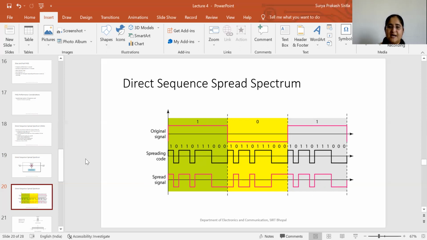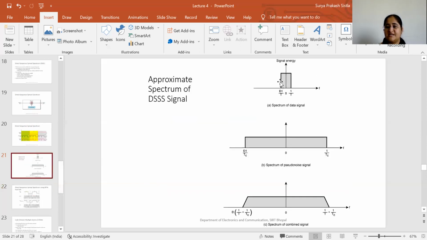Now what actually happens in direct sequence? Here you have your input signal, that is a 1-bit code having very small bandwidth. This is multiplied or XORed by a signal having very large bandwidth, and after that at the output you will get your spread code that we are going to transmit. This is all about the spread spectrum technique.